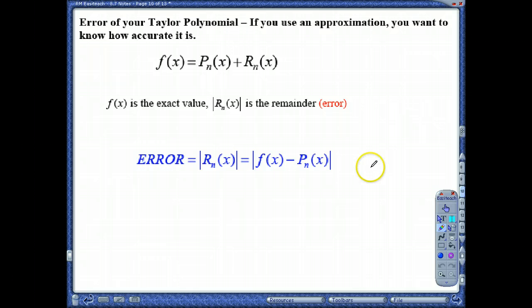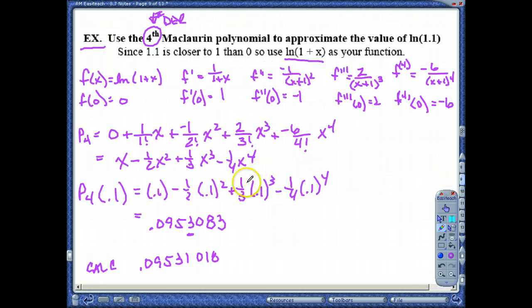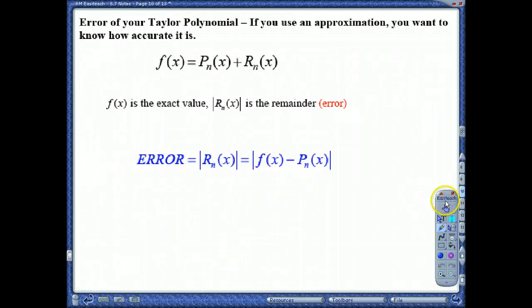All right, so that error of your Taylor polynomial. If you use an approximation, you want to know how accurate it is. When we did this one, this is what we found, and this is what the calculator gave us. So there's a degree of accuracy that we have using our Maclaurin polynomial versus the calculator. So there's an error here. We want to know what that error is.